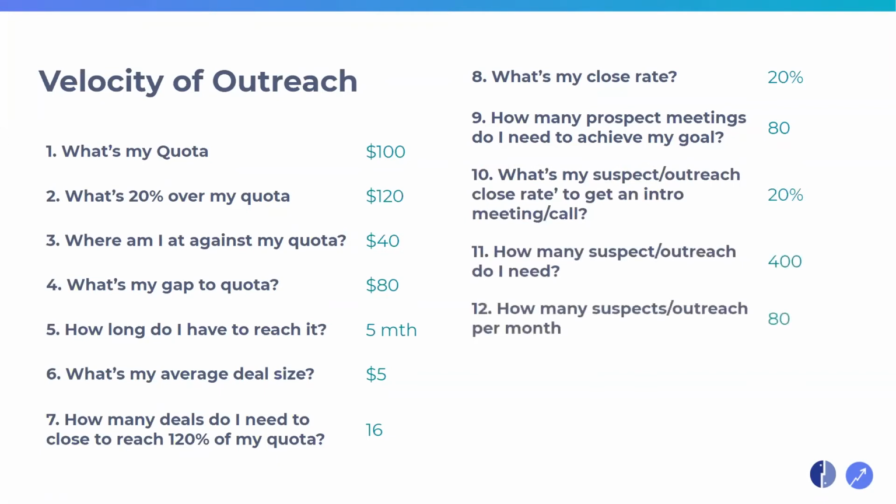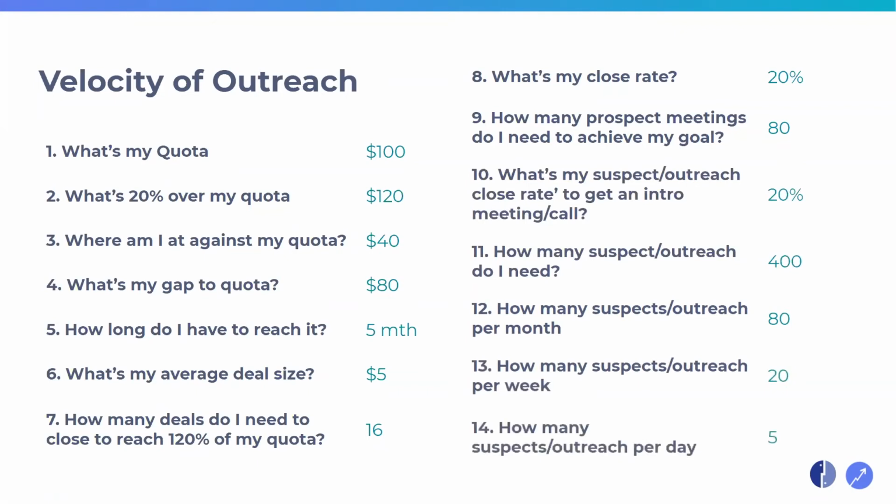So what does that mean? It means 80 per month, 20 per week, 5 per day. So Jason, if this was you as a salesperson, you could sleep at night knowing that every single day you have to do a minimum of 5 suspect outreaches.